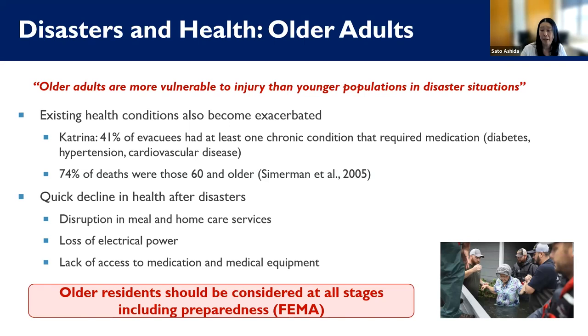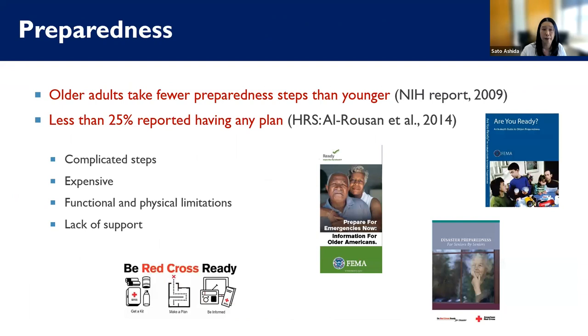FEMA emphasizes the importance of facilitating preparedness among older adults. National data shows that older adults are less prepared than younger adults, with less than 25% indicating that they had any plans for emergency situations. The typical preparedness interventions or programs look like this, usually brochures or educational materials telling older adults what to do to become prepared, and they are published by agencies like FEMA or the Red Cross.